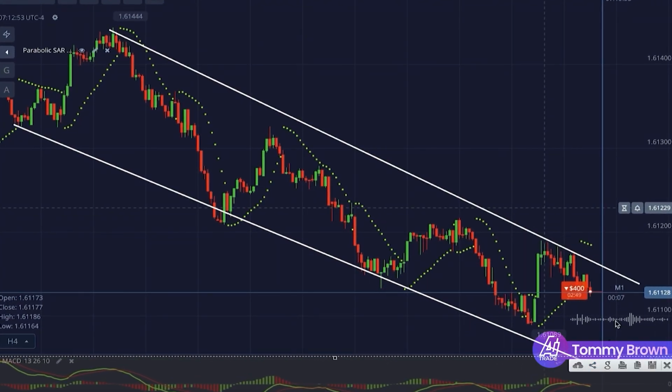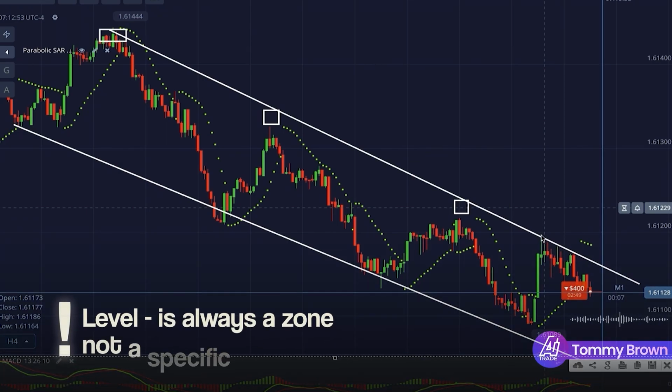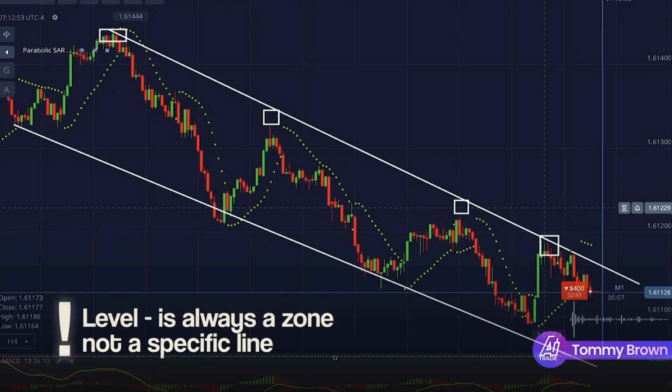Looking closely at the resistance level, we can see how the price highs are consistently lower than the previous ones. Here's the first price high and here's the second one. It almost touches. Here it also almost touches. Here it touches the resistance level.